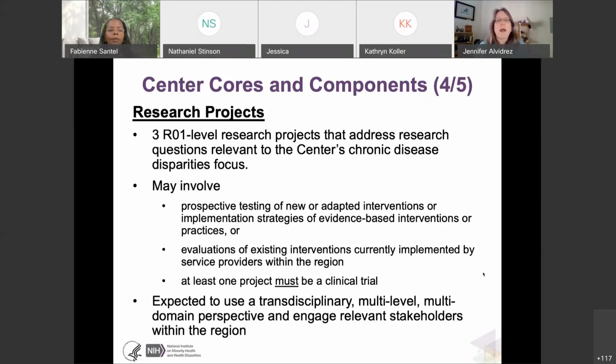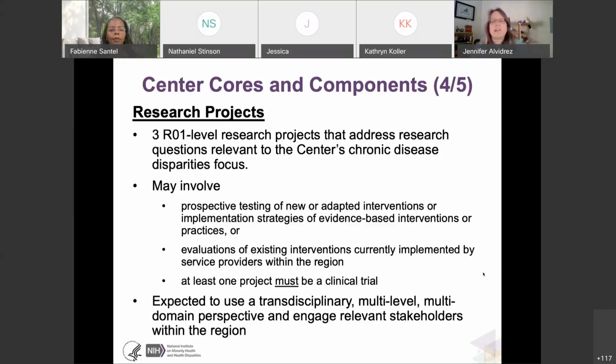There are 3 required research projects, so there are no more and no fewer than 3. These are really R01 level projects, so fully powered, hypothesis driven, the usual expectations for an R01 project that address the research questions relevant to the center's focus. So the projects all need to have an intervention focus. So that could be prospective testing of new or adapted interventions, or testing of implementation strategies of evidence-based interventions or practices, or evaluations of existing interventions that are currently implemented by service providers within the region.